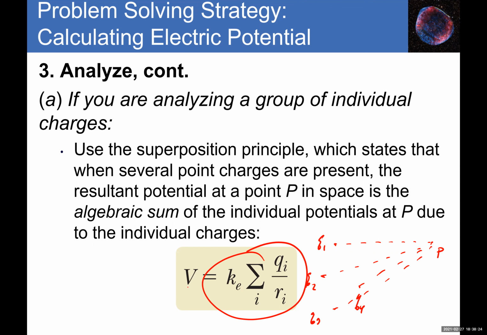Some could be positive, some could be negative. That depends on the source charge. But remember, to find the net potential at that point, you only need the source charge and the distance. That means to calculate V1, you say k Q1 over r1, and this is the r1. And then the same thing for all of them.